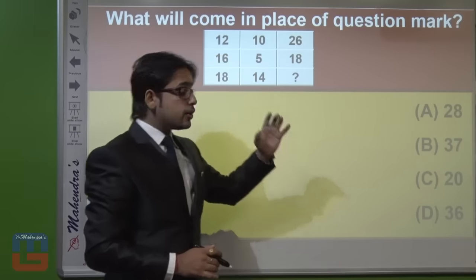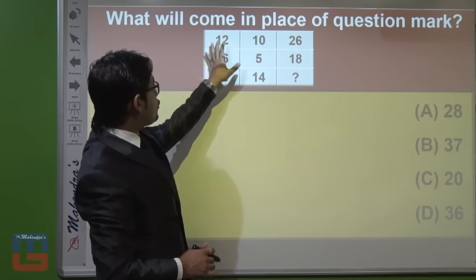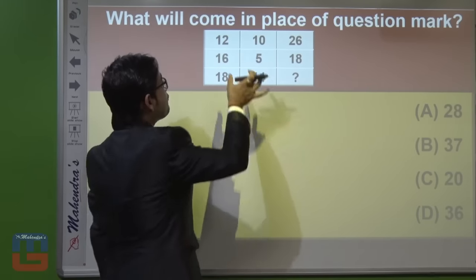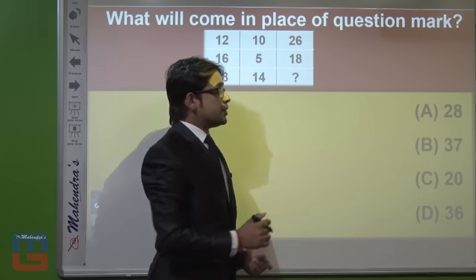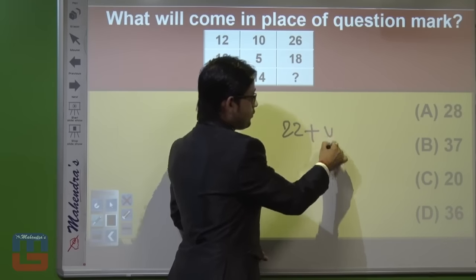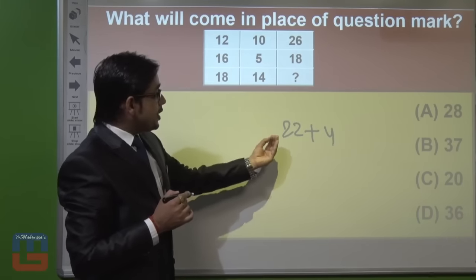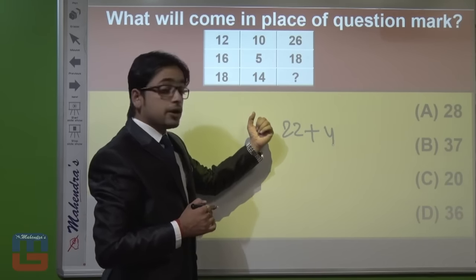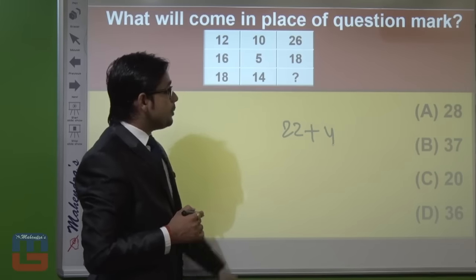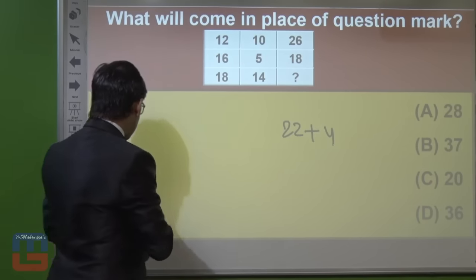Then how can you get 26 with the help of 12 and 10? After adding 12 plus 10, you will get 22. But what is written over here? 26. It means 22 plus 4. Let's try whether it will work in the second row or not. 16 plus 5 is 21. But it cannot be implemented over here. So try to change your thought.